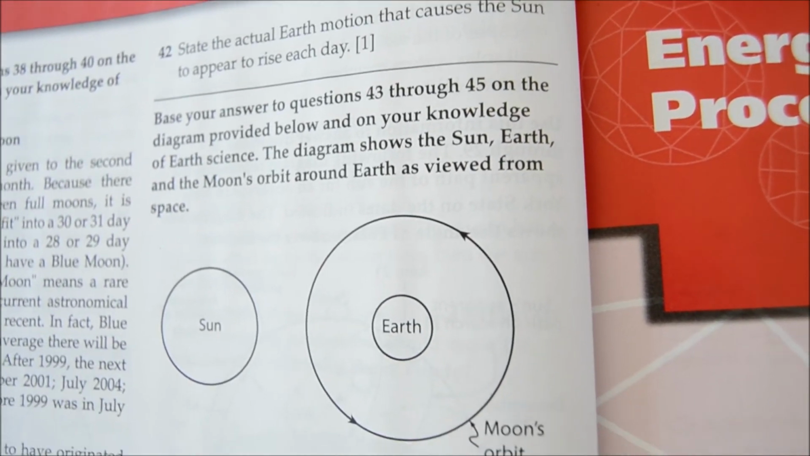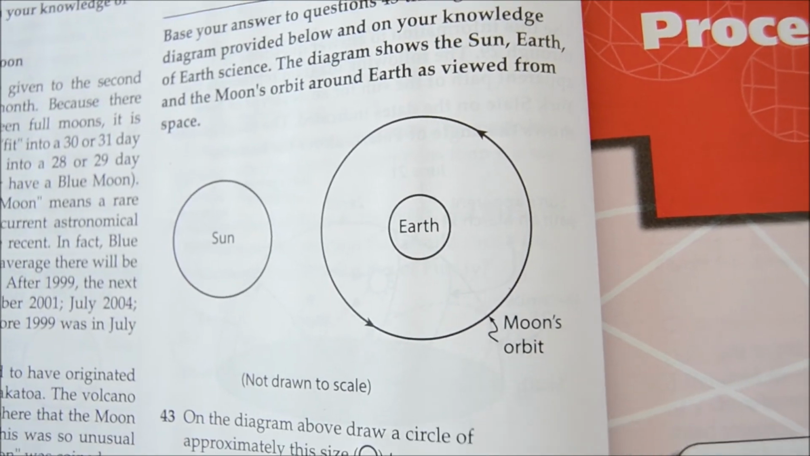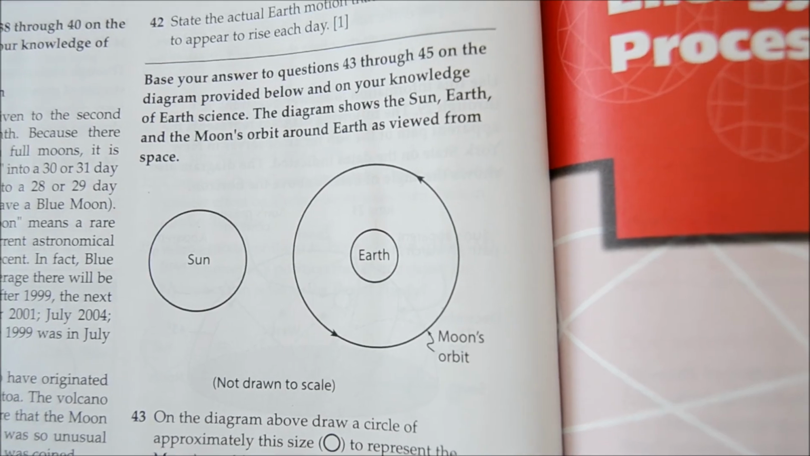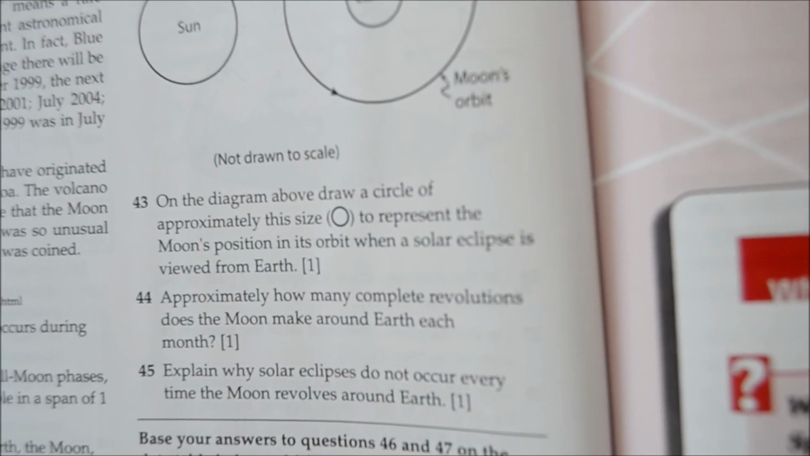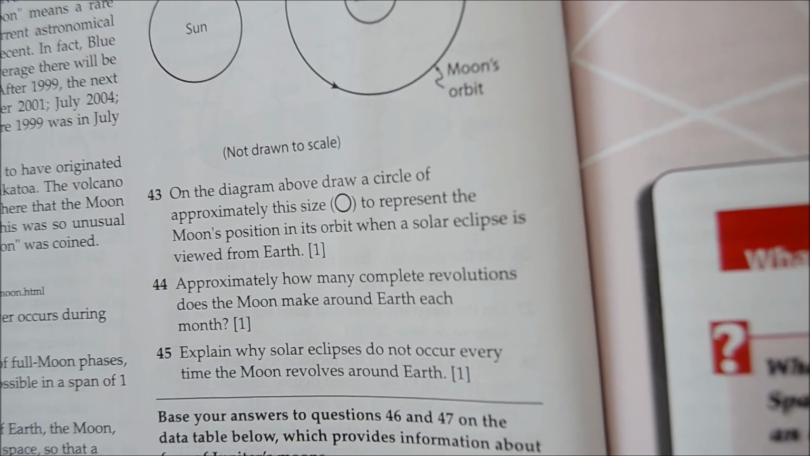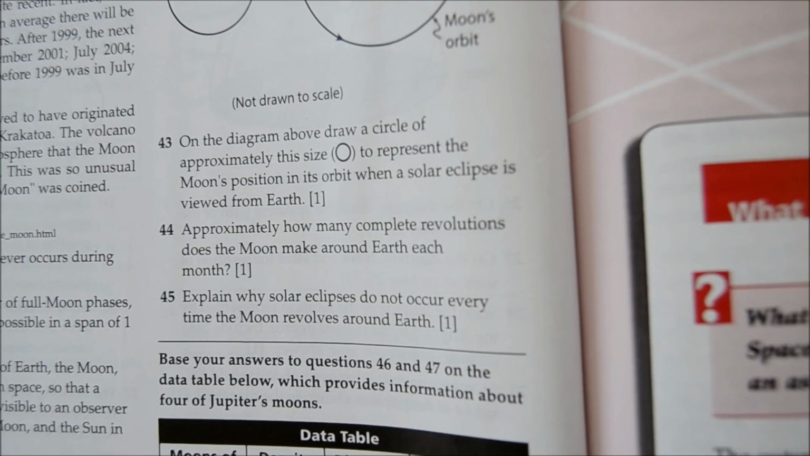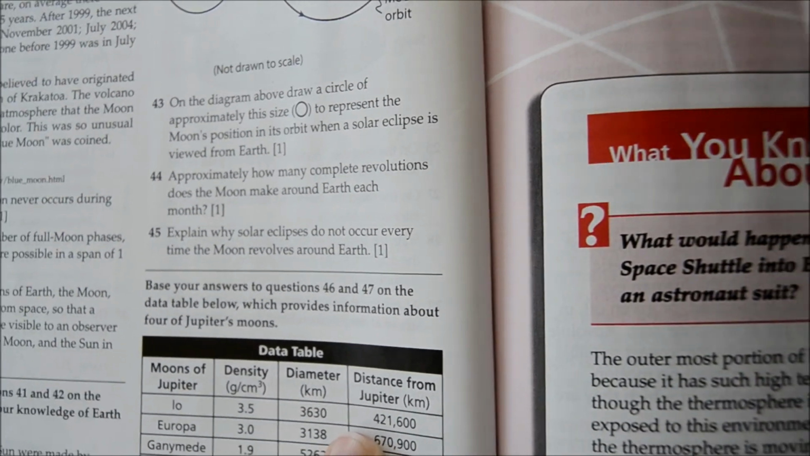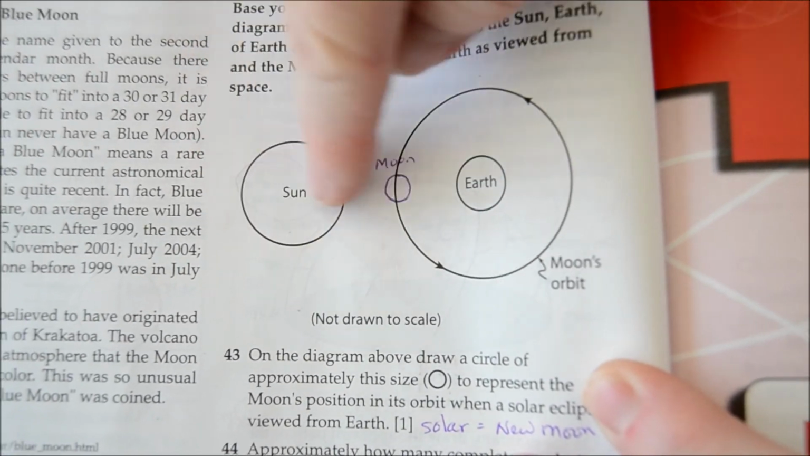Base your answers to questions 43 through 45 on the diagram provided below and your knowledge of earth science. The diagram shows the sun, Earth, and the moon's orbit around the Earth as viewed from space. 43. On the diagram above, draw a circle of approximately this size to represent the moon's position in its orbit when a solar eclipse is viewed from Earth. For a solar eclipse, I need a new moon. So I need to have the sun, the moon, and the earth perfectly aligned.